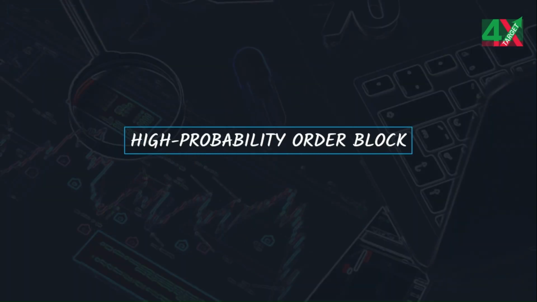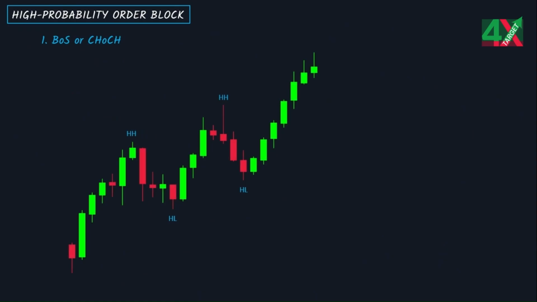To identify a high-probability order block, certain conditions must be met. Without these confirmations, an order block should not be traded blindly. The first and most important condition is a valid break of structure or change of character. Order blocks only gain significance after structure has shifted.